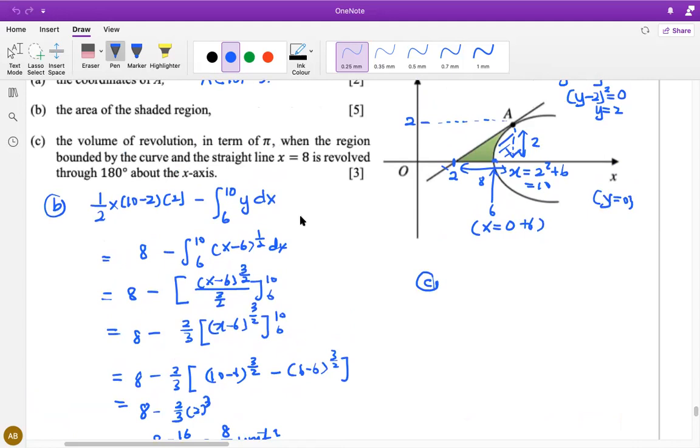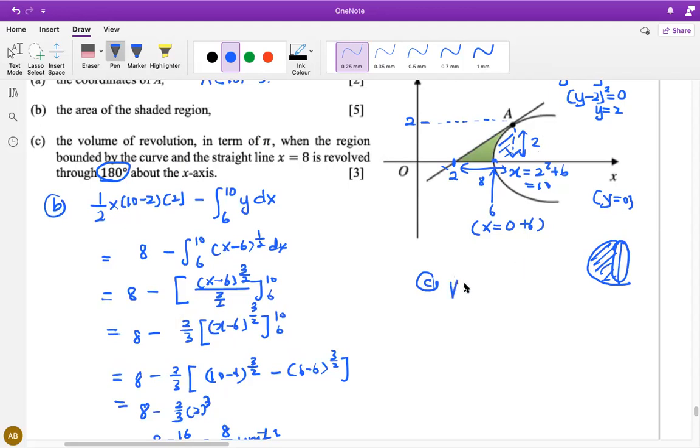So how about C? C is only 3 marks. So find the volume of the curve bounded by the curve and the straight line x equal to 8 is revolved through 180 degrees. Okay, so here it is a full rotation. We don't see 180 degrees, that means it's half. No, that means the whole curve we turn straight away, and then the whole curve means the whole area. So we turn 180 degrees, we already cover 360 degrees for one side. Okay, so for one side.